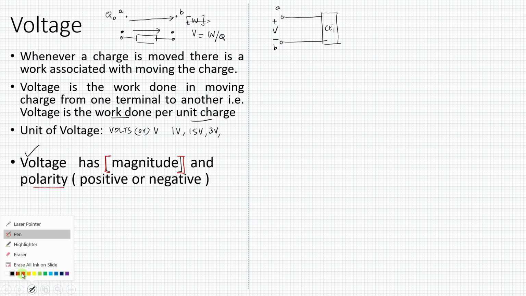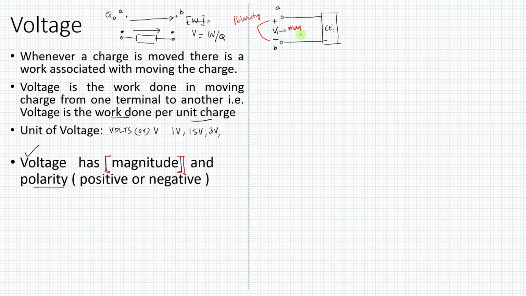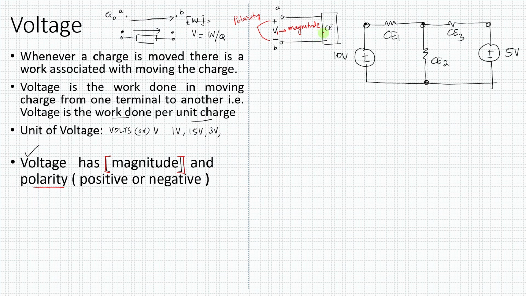The plus and minus signs that I have put here are the polarity of the voltage, and this V, or let me call it V1, is the magnitude of the voltage. Now I have drawn this circuit element as a black box here, but remember, this is just a representation. This circuit element 1 can be part of a larger network like this.